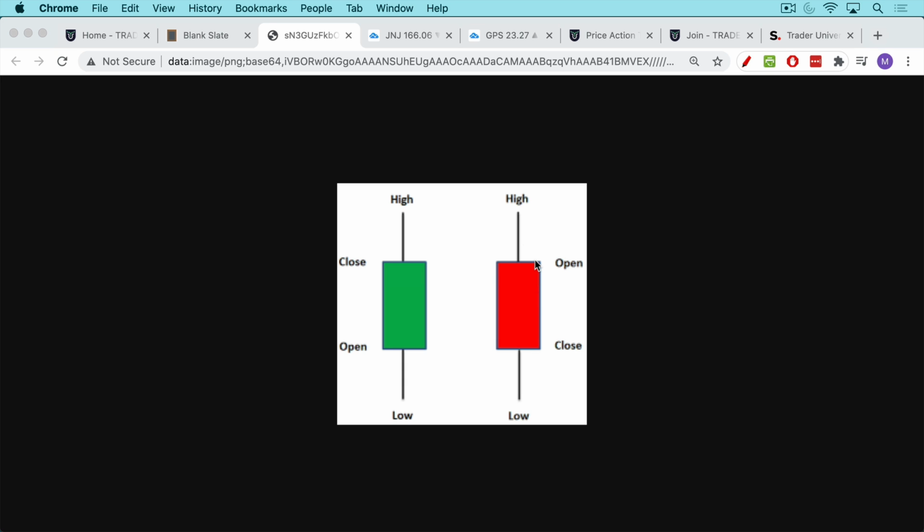Now, a red candlestick is identical. You have the low and the high. The only thing different is that it opened above where it closed.